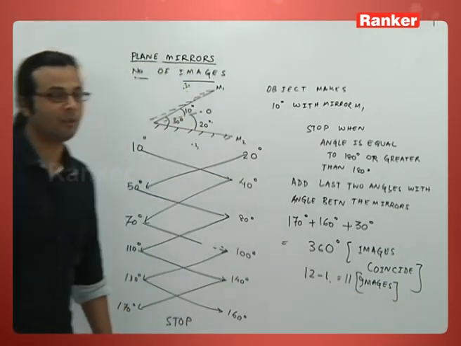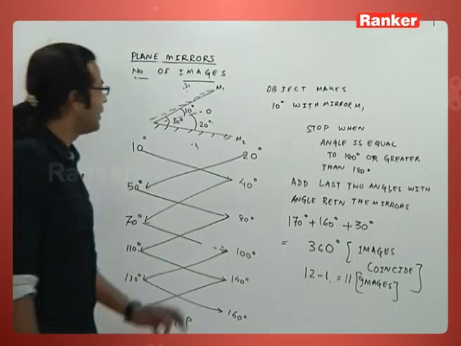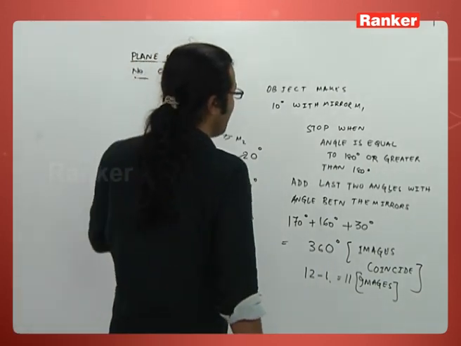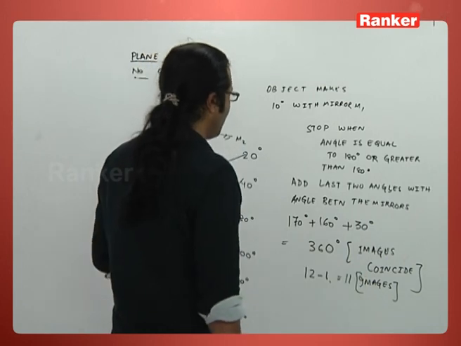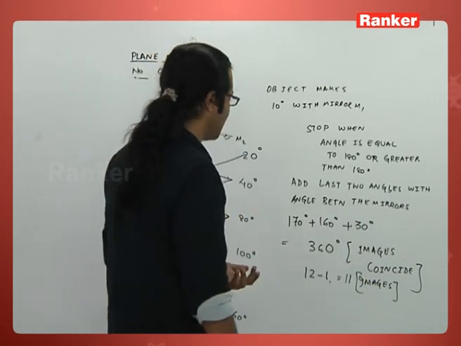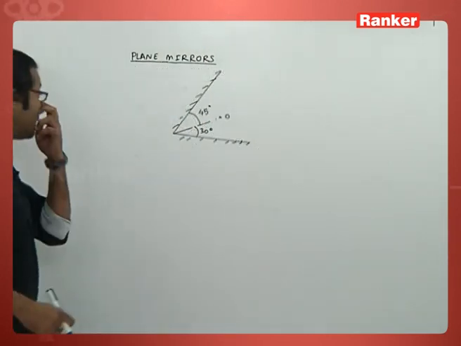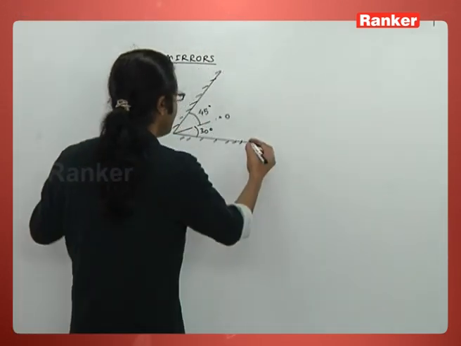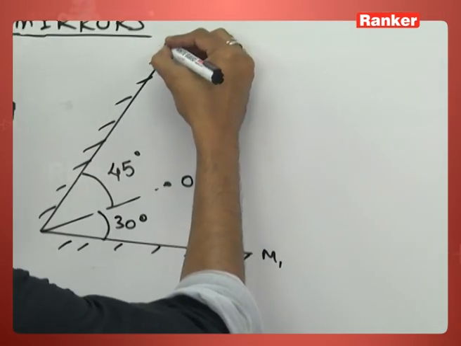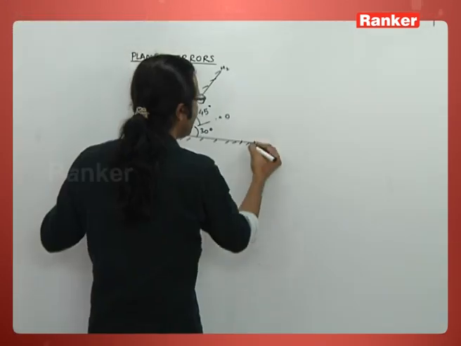12 minus 1 is equal to 11 images. So let us go with a different example where, if I add all the angles, it doesn't come out to be 360 degrees. How will the angles be? Let us go with that. Now let us go with this kind of situation where this is M1 and M2, and the angle between these two mirrors is nothing but 75.